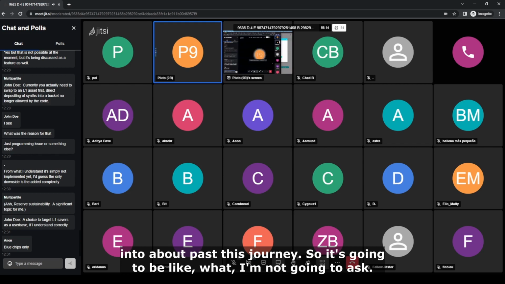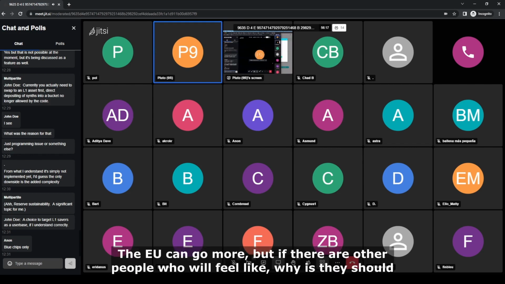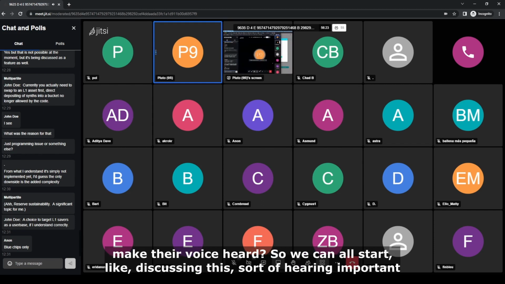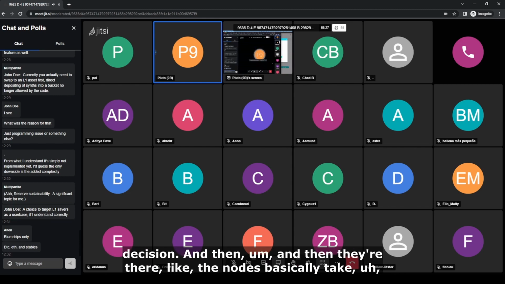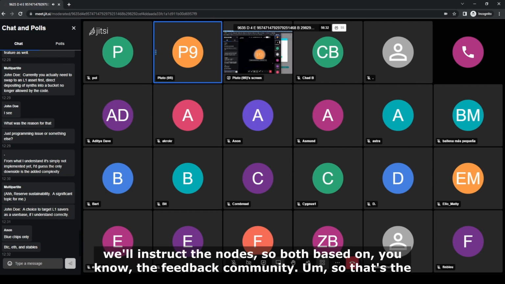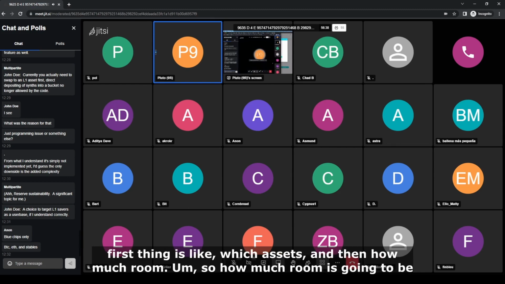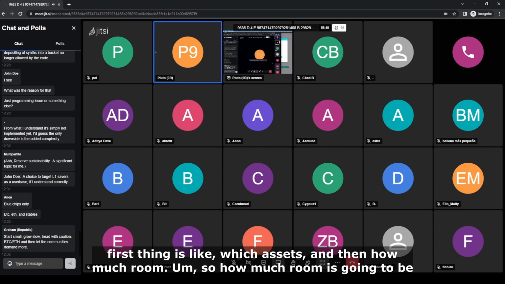So it's probably what Nine Realms is going to ask the community to vote for. But if there are other people who feel otherwise, they should make their voice heard, so we can all start discussing this very important decision. And then from there, we'll instruct the nodes to vote based on the feedback from the community. So that's the first thing, which assets, and then how much RUNE.